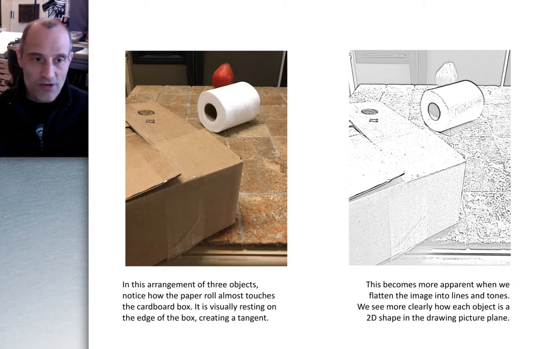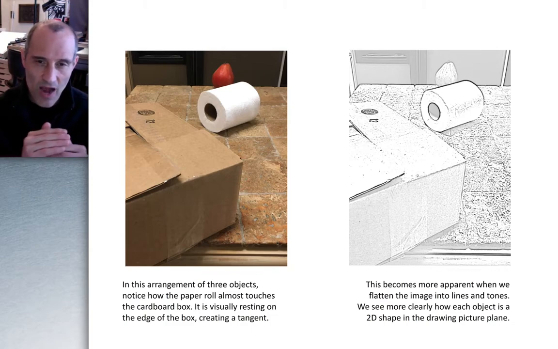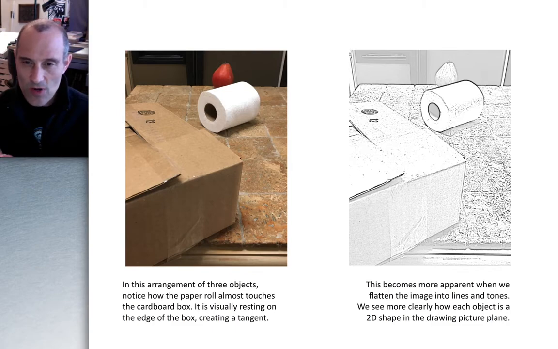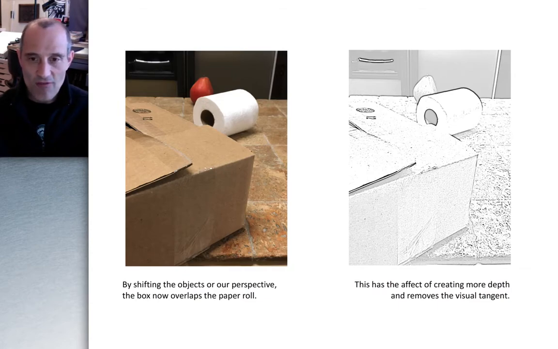I've got a couple other examples. This was a photograph I took of an arrangement of just three simple things in my kitchen. And you notice how the roll of toilet paper almost touches the box. And you can see it maybe a little bit more as I convert it to just black and white lines and shapes, and how it feels like it's resting on that edge almost. By simply shifting our vantage point or moving things around a bit, now I've got the two things overlapping, and that tension is no longer there.